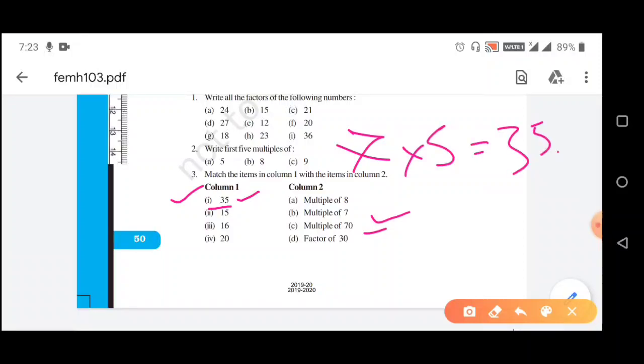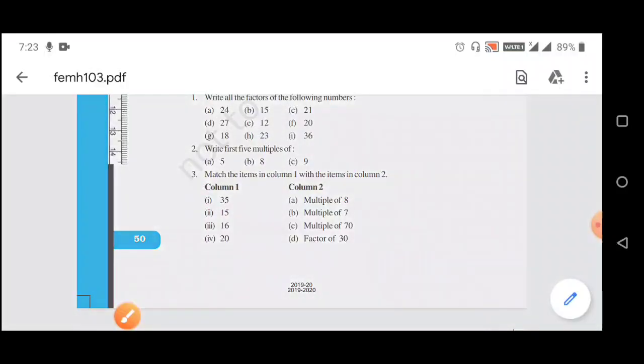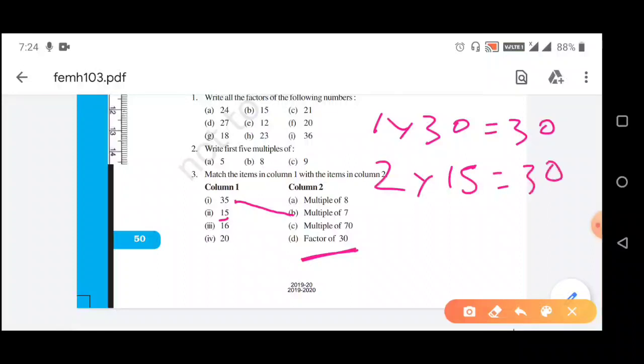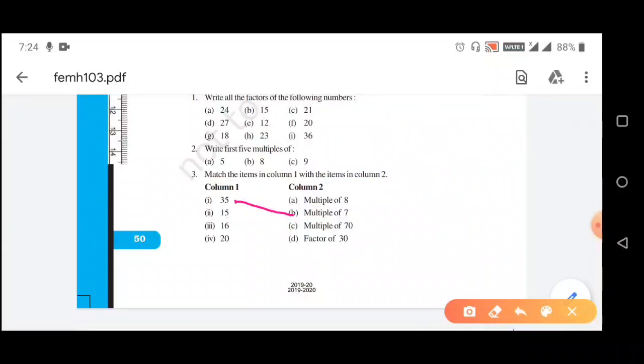So here 35 is the multiple of 7. So 1 is matching with B. Now 15. See, point D is written factor of 30. Now what are the factors of 30? 1 into 30, 30. 2 into 15, 30. So from here we can say 15 is a factor of 30. So point 2 is matching with D.